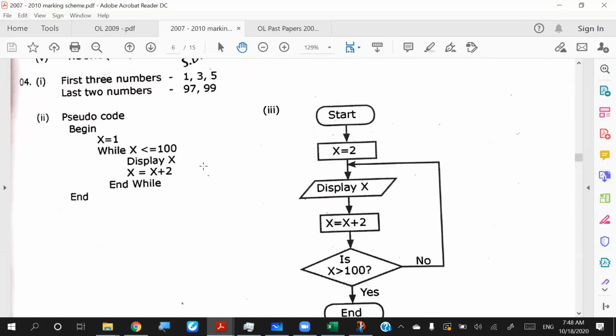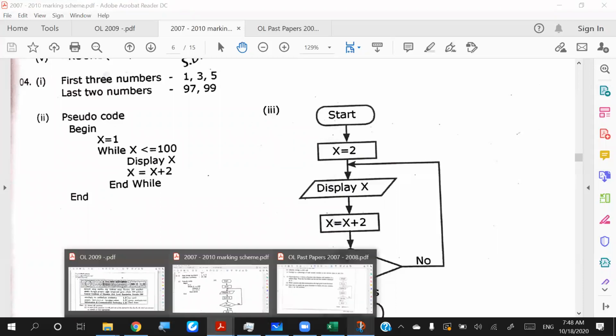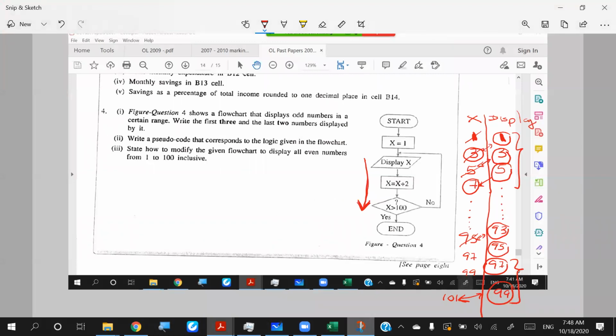Right. And they're asking to write the pseudocode corresponding to the logic given in the flow chart. So it's easy. What we have to do is we only need to match the things, right? So how are we going to match the things? It's like this. So start will be written as begin, and x equal 1 will be written as it is. And now we are inside the loop.